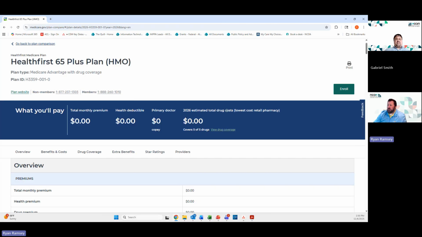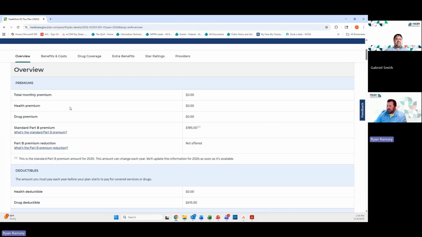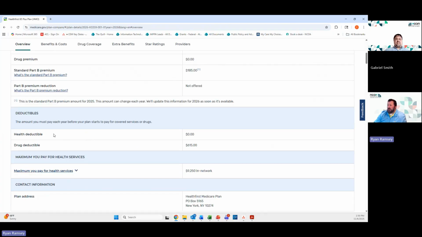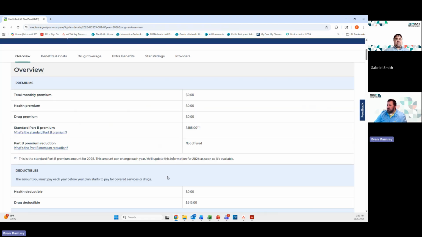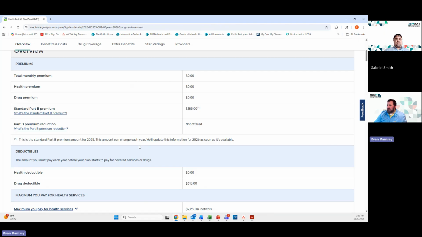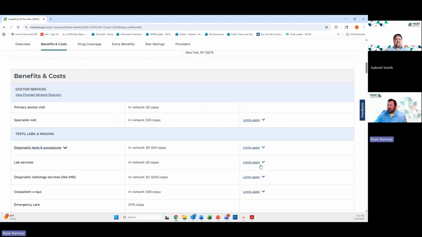And then the estimated total drug cost, the lowest cost retail pharmacy under this plan. So I'll go through the overview here, and it's got the same information that I had pointed out earlier on that comparison page: our total premiums, what our Part B premium is going to look like. Again, that's still 2025. Health deductibles, drug deductibles, again, the maximum $615 for next year, the maximum out of pocket that I would pay, the benefits and costs for doctors and for hospital.